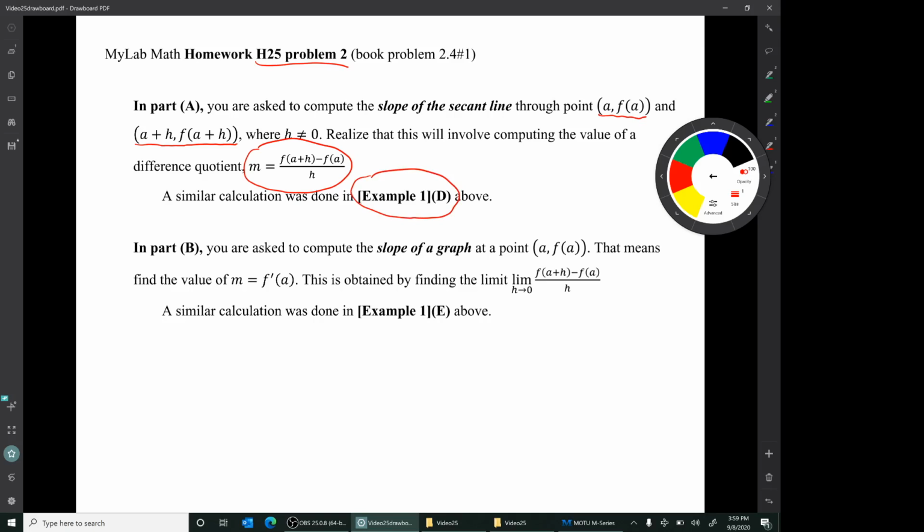Now in question B, you're asked to find the slope of a graph. Now remember that the slope of a graph is the same as the slope of the tangent line, and that's denoted by this symbol, and it's obtained by doing this calculation. That calculation is what we did in example 1E.